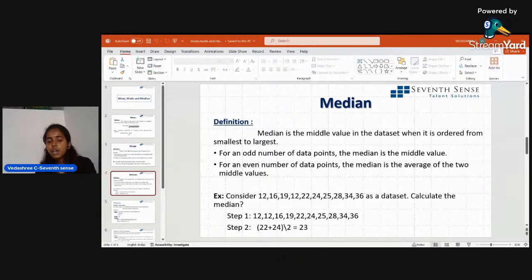Understood the concept? Very simple concept. Three concepts: mean, mode, and median. Mean is nothing but average, mode is the most frequently appeared value, and median is the middle value of the data set when it is ordered from smallest to largest. Understood? These are the three concepts. That's it, nothing much.